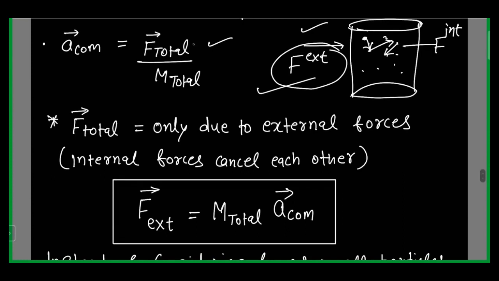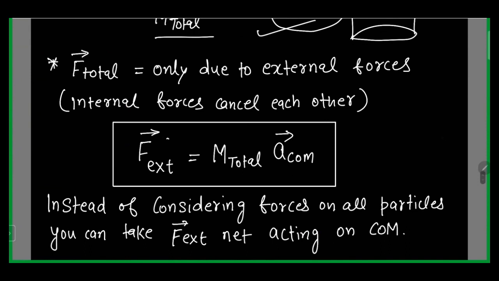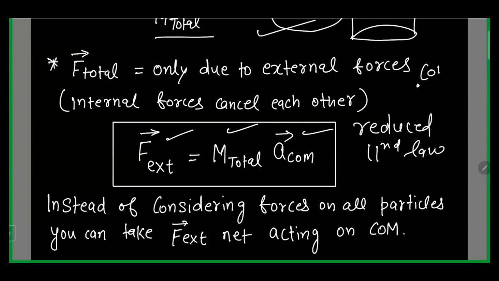So whenever I say F total, it only means F external. So your F external will be equal to the acceleration of the center of mass multiplied by M total. So F external equals M total into the acceleration of the center of mass. This is your reduced second law. Instead of applying the second law on all the particles, you can just apply it on the center of mass. That's it. You don't have to apply it on all the individual particles. So this is a simplified physics. This we can say is a method to reduce a complex problem into a solvable problem.